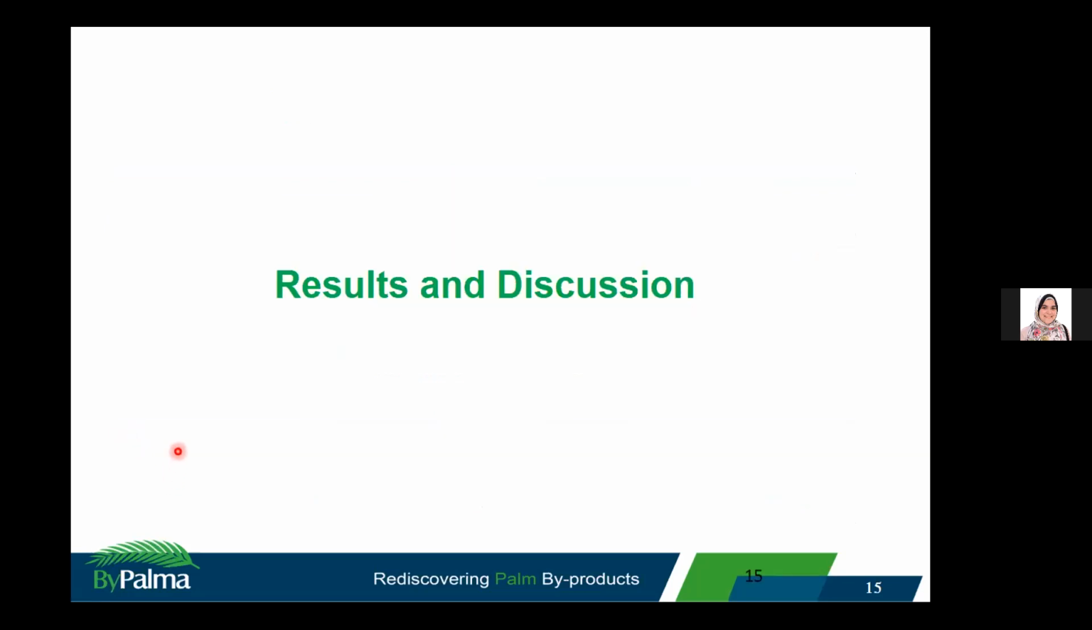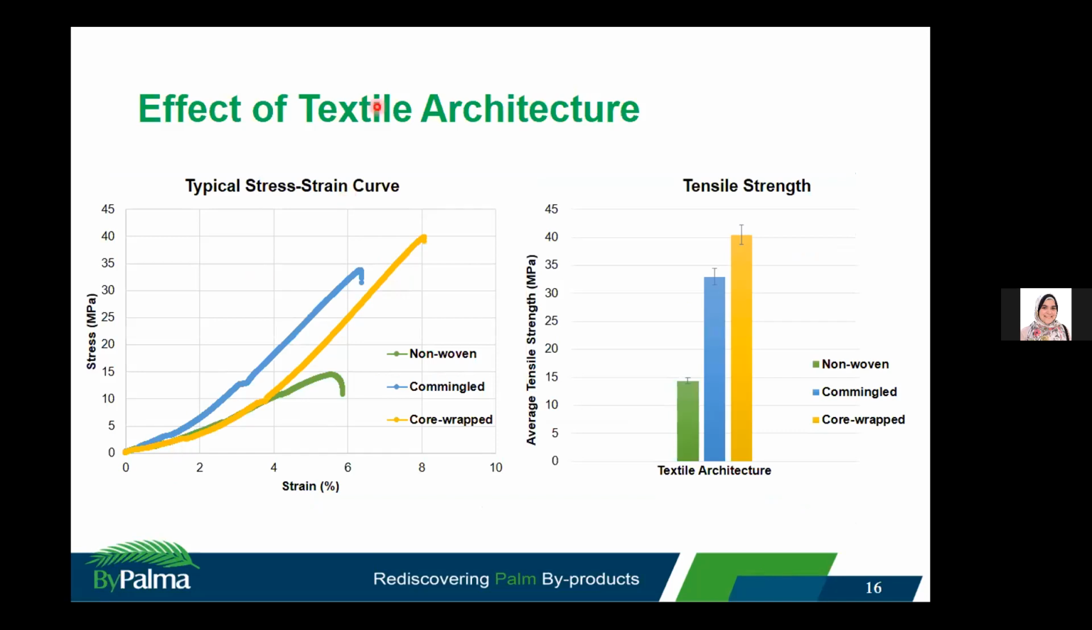For the results and discussion, first, studying the effect of the textile architecture. Here we have the typical stress strain curve and the tensile strength bar chart for the 3 different fiber architectures. As we can see, it's obvious that the non-woven showed the least values in comparison with the commingled and the core wrapped. We can say that because of the non-woven architecture, the fibers are randomly oriented and they are providing reinforcements in all directions.